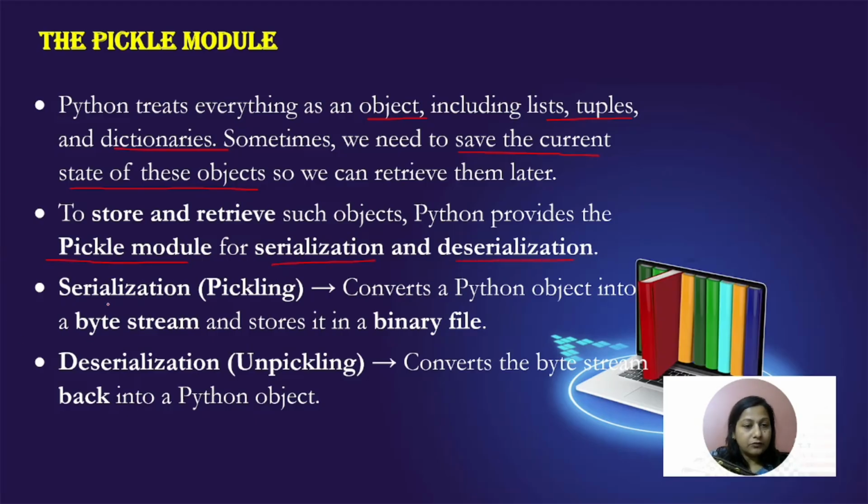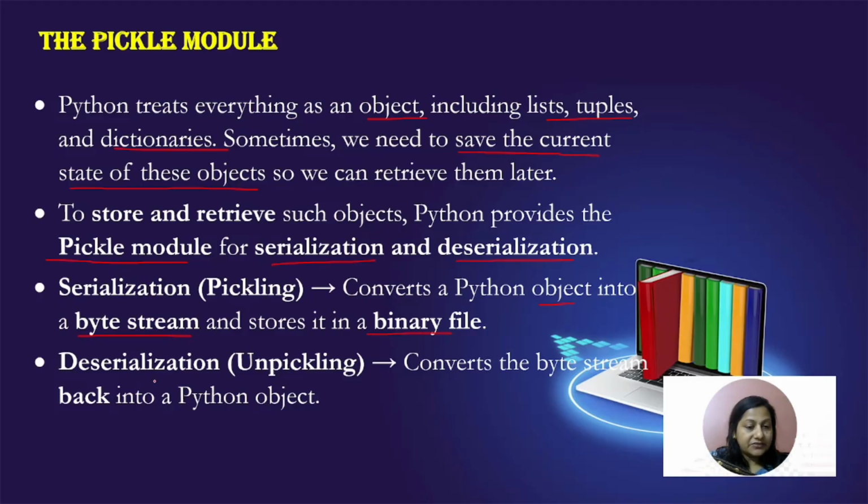Okay, what is the meaning of serialization? It is nothing but pickling. It converts a Python object into a byte stream. So what is the meaning of byte stream here? You are going to store raw data to the binary file. So that's what the Python object is. It can be a list, tuple, dictionary or string converted to a byte stream and stored in a binary file.